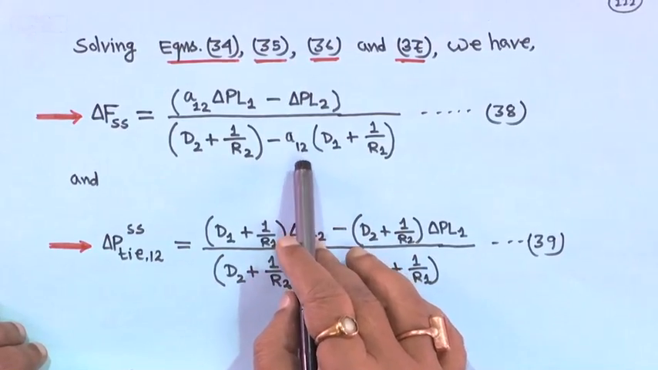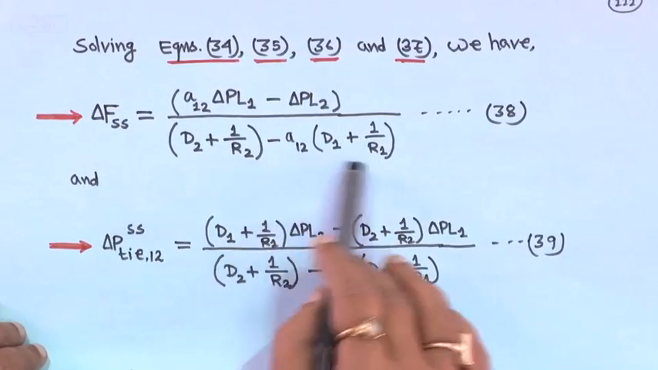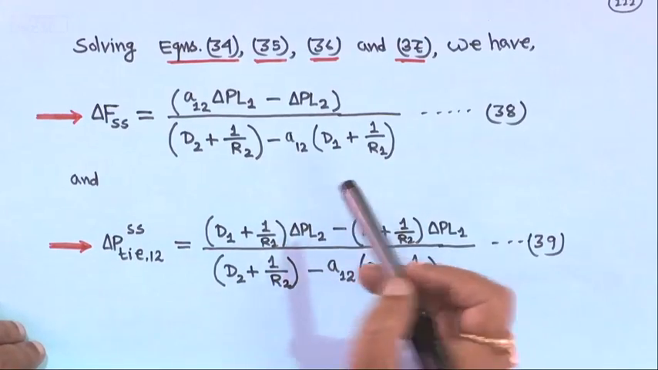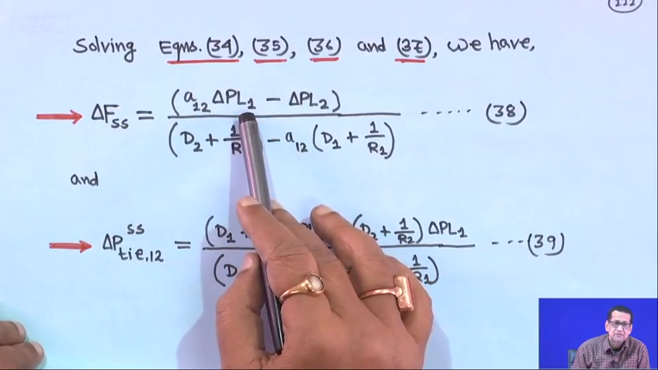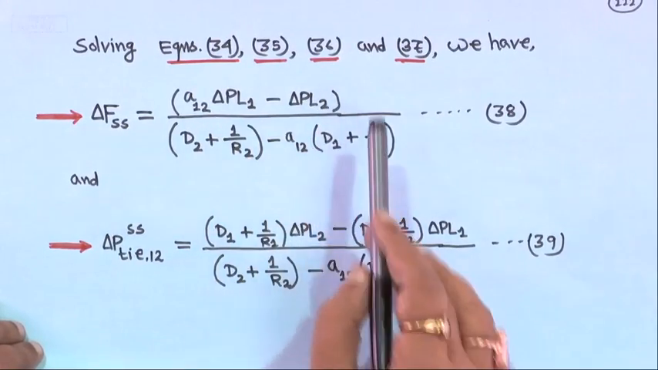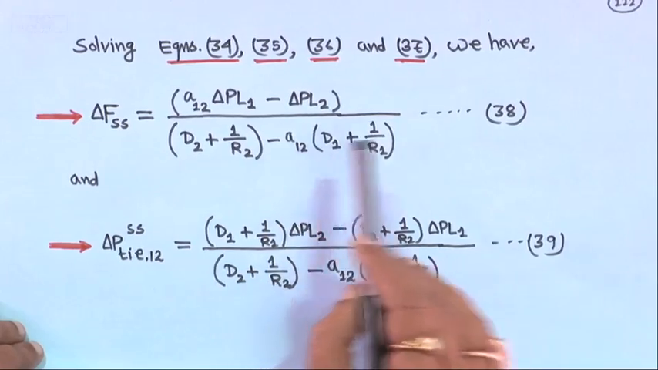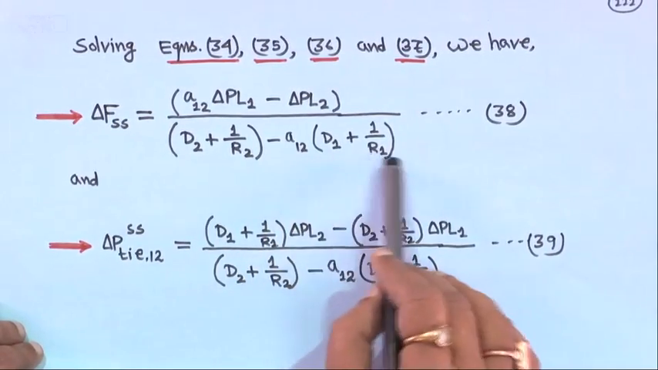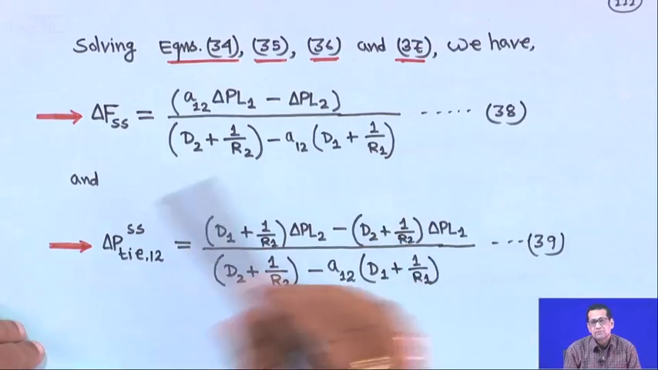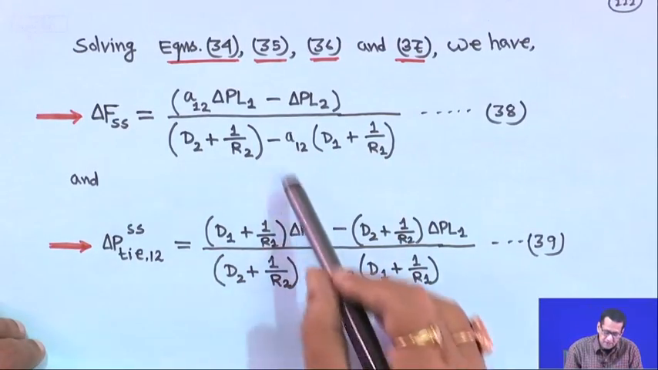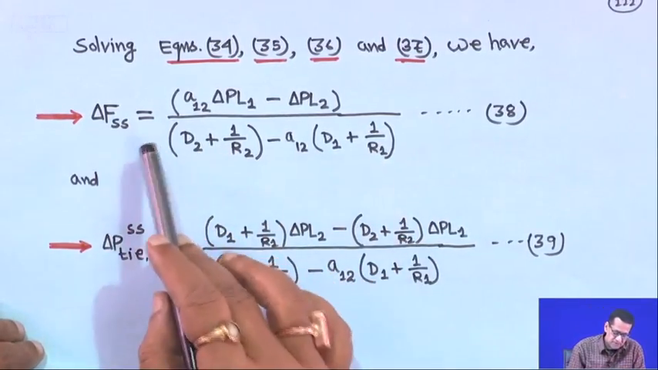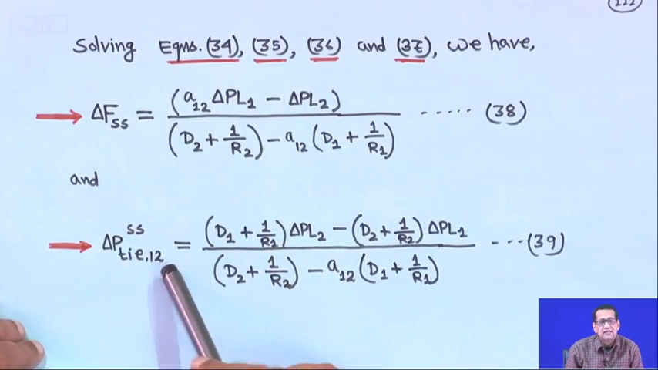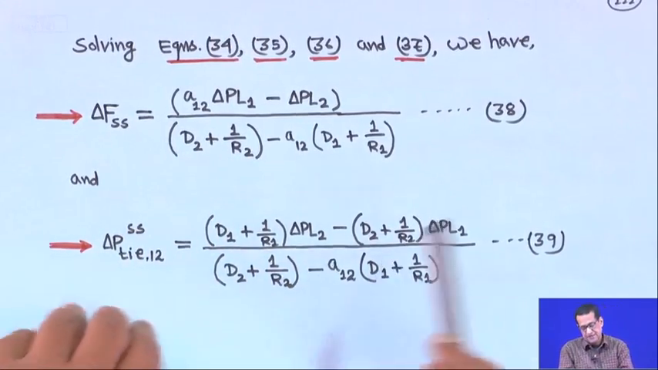So, we took A12 as -1 and we chose R1 equal to R2 equal to R, and subsequently considered delta PL1 equal to 0.01, delta PL2 equal to 0, A12 equal to -1, and D1, D2 neglected, and R1 equal to R2 equal to R taken as 2.40 Hertz per unit megawatt. We have seen what the steady state error of frequency will be, and what the tie line power flow will be. That has been done.